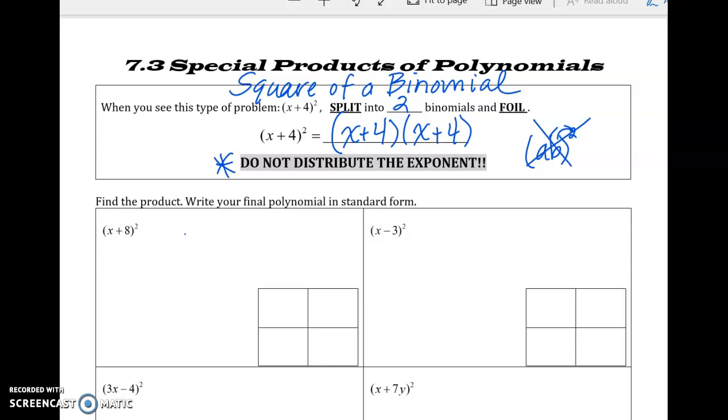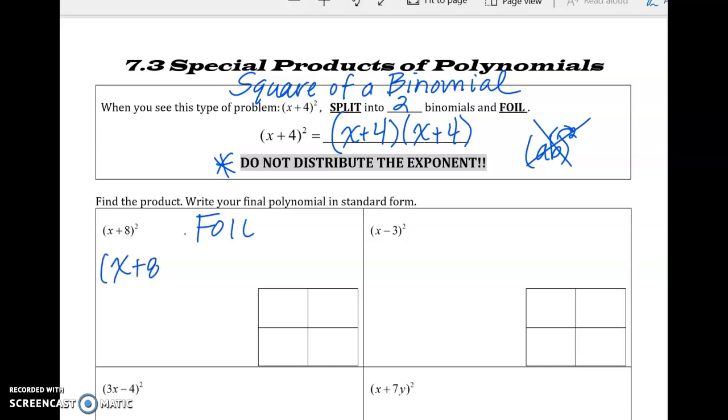Okay, so let's look at this first example. First of all, you'll notice there's a box inside each of these problems here, so you can choose whichever method you want. I'll demonstrate both for you just to give you a feel for how to use both of those, and then you can decide which you prefer. So I'm going to start with the FOIL method for this one.